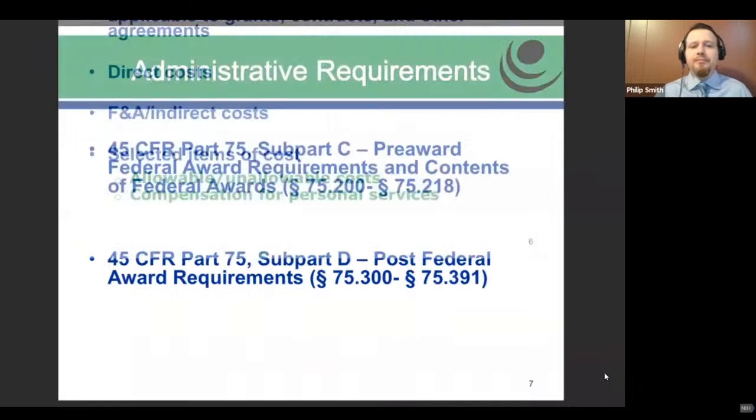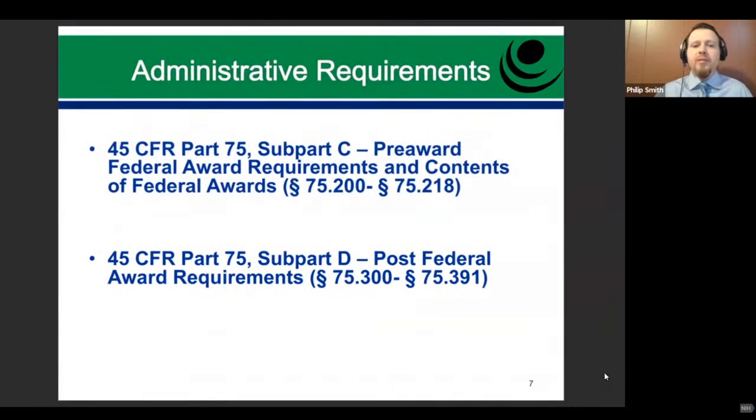Next slide. Now we'll move on to administrative requirements. These requirements address the monitoring of funds to safeguard federal assets and ensure federal funds are used solely for the purposes authorized. All administrative requirements are very important, but for the purposes of our presentation today, we've referenced 2 on this slide. First being the pre-award requirements, which can be found in 45 CFR Part 75 subpart C, and next being the post-award requirements, which are found in 45 CFR Part 75 subpart D.